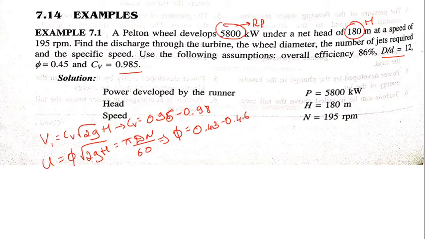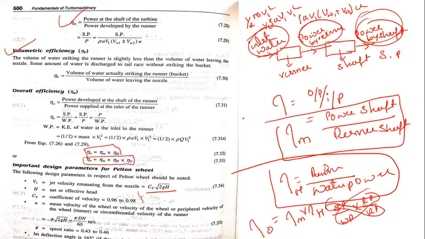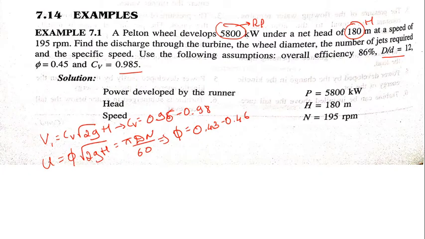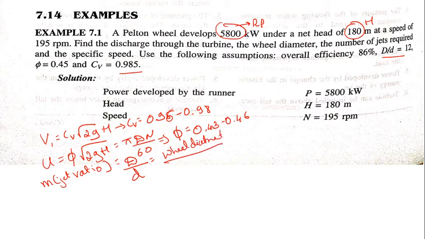Okay, so this is the second formula which you should know here. Then coming to the jet ratio. Jet ratio is given by the capital diameter by the small diameter, where capital diameter is the wheel diameter or turbine diameter, and the small diameter is the jet diameter.